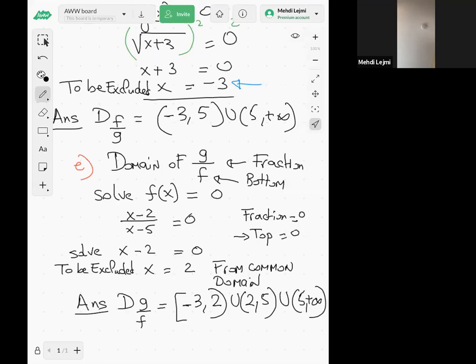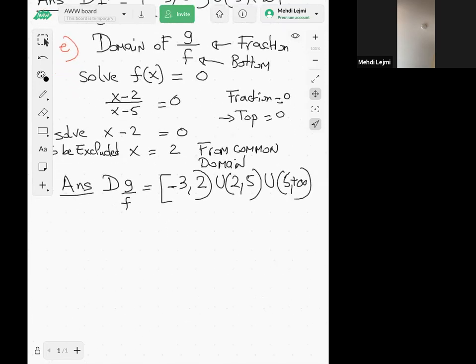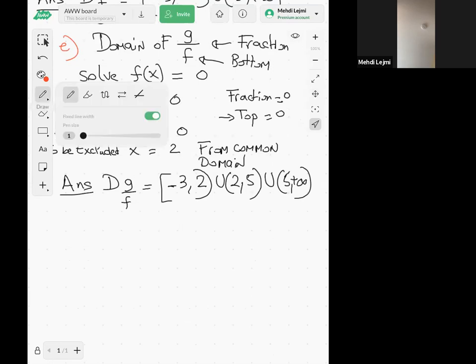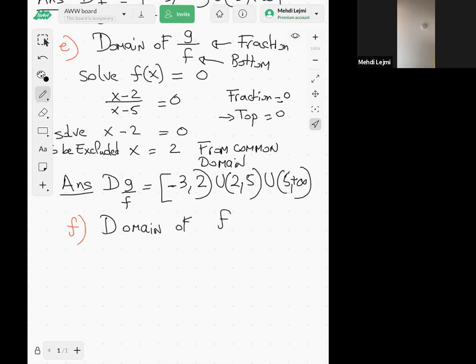Now, F, you have F composed with G. So this F composed with G is different. So this is a different situation because we don't really use the common domain of F and G. It's not about the common domain. So for problem F, we have to find the domain of F composed with G. Again, this circle, this is not multiplication, this is composition. Okay, it's not multiplication, right? Now, how do you find the domain of F composed with G? We don't use the common domain here.